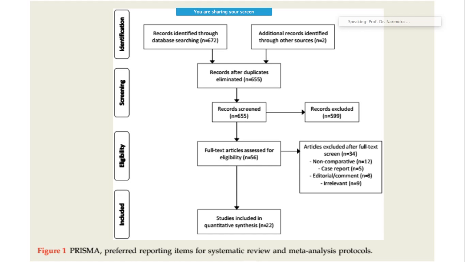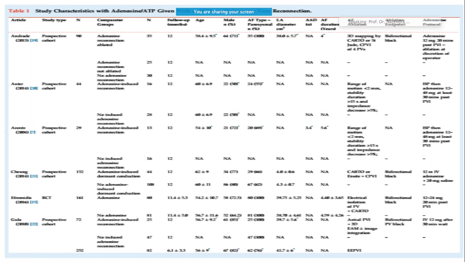So, what were those criteria? Initially, you try to identify those many databases just after the search, which belong to which. So, one group was 672, the other one was only two. Then you screen them. Okay, after screening, these were the eligibility criteria. And finally, what you included was this.